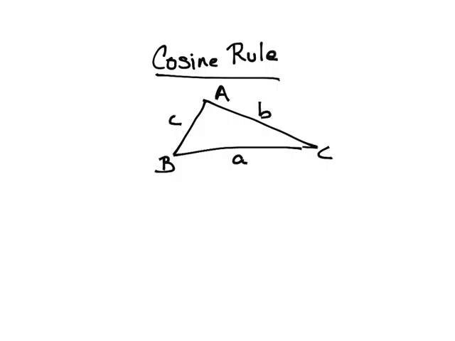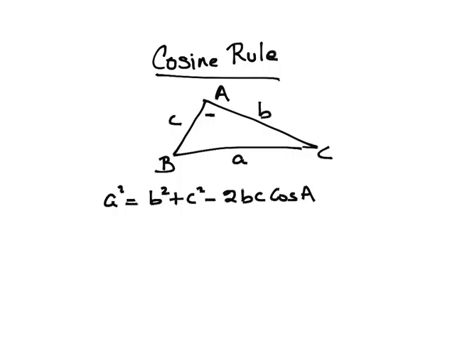Okay, now the cosine rule states that the square of any side, that is a squared, is nothing but the sum of the squares of the other two sides, that is b squared plus c squared, minus twice the product of b and c with cosine of the angle between b and c, that is this angle A. Okay, so this is the cosine rule. Let me repeat it again.